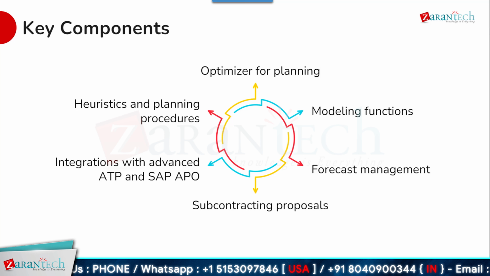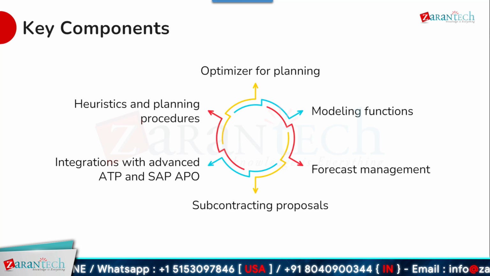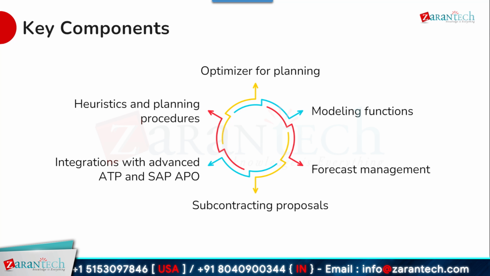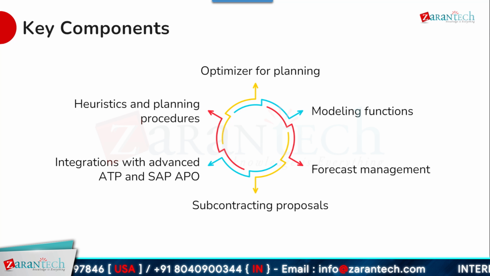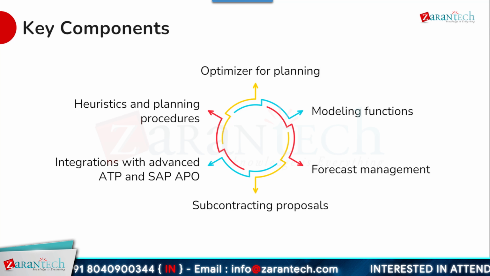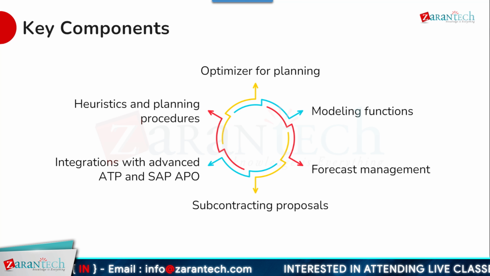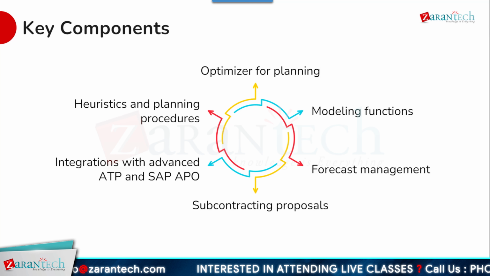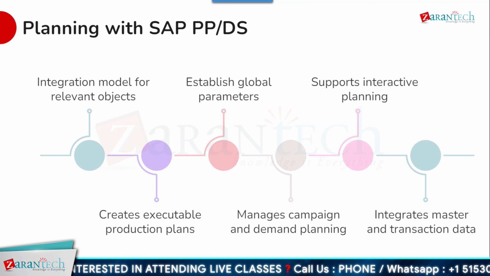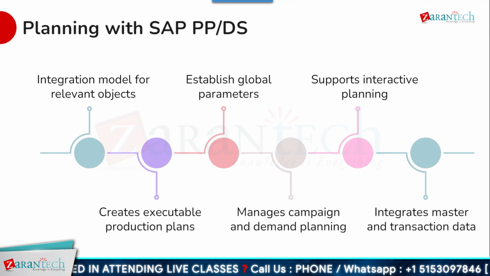PPDS also utilizes heuristics and planning procedures to generate optimal production schedules. It integrates with advanced available to promise, that is ATP, and SAP APO to ensure accurate delivery commitments. And not only that, PPDS also provides subcontracting proposals to facilitate collaboration with external suppliers. The optimizer components help to find the best solutions considering various constraints and objectives. Now, let us dive into the planning with SAP PPDS.